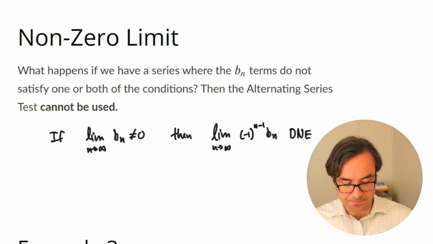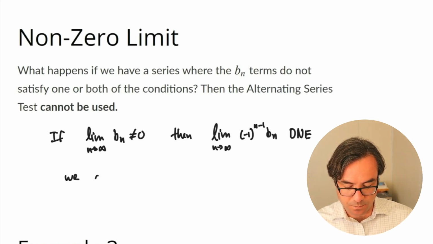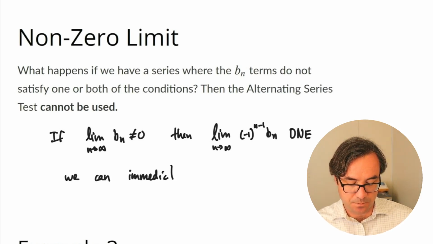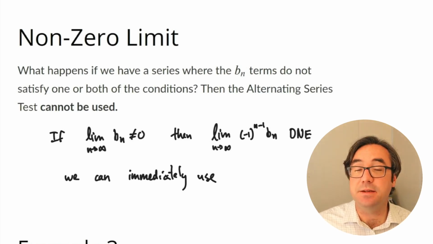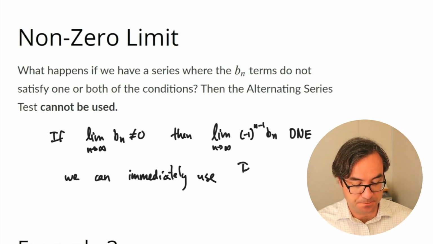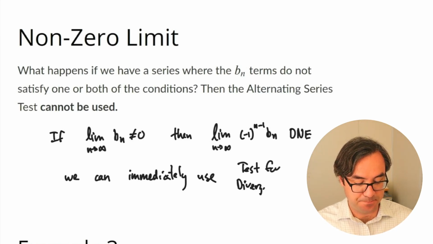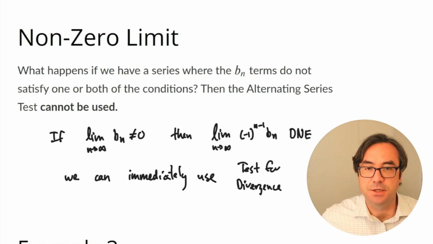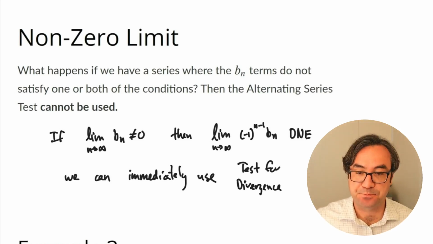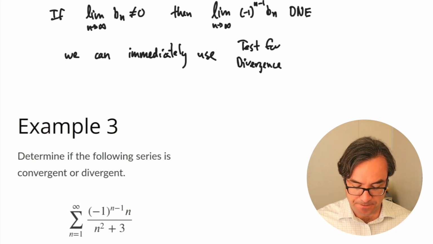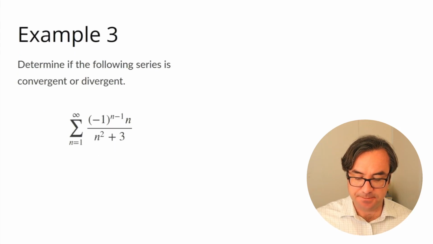And so when that's the case, we can immediately use the test for divergence instead. Okay, so that's helpful to keep in mind. Let's try one more, though. Let's look at example 3.